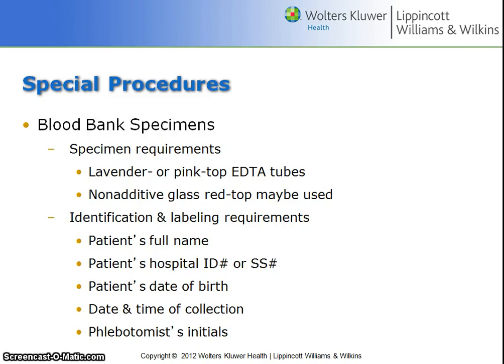Alright, special procedures. Blood bank specimens. Specimen requires lavender or pink top EDTA tubes. You need to always put these on any kind of identification or labeling: patient's full name, patient's hospital ID or social, patient's date of birth, every time, date and time of collection, and your initials.